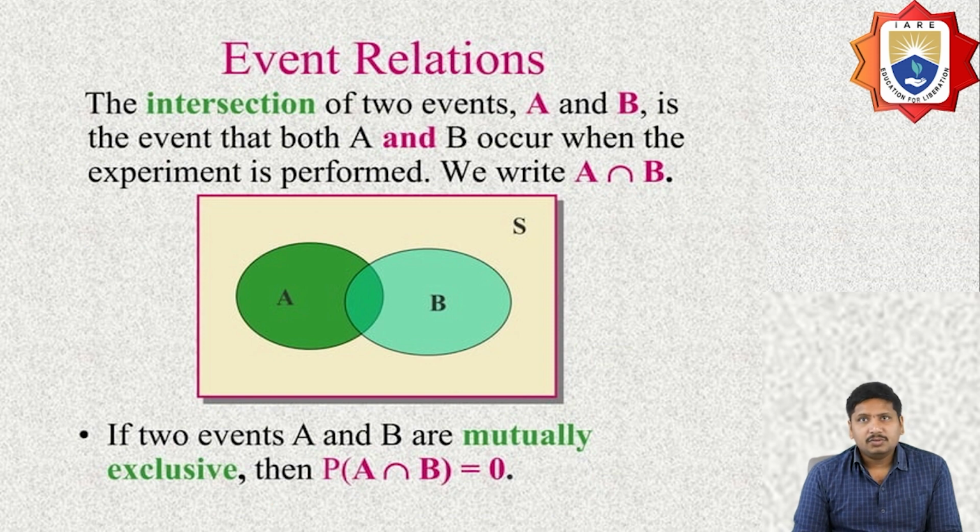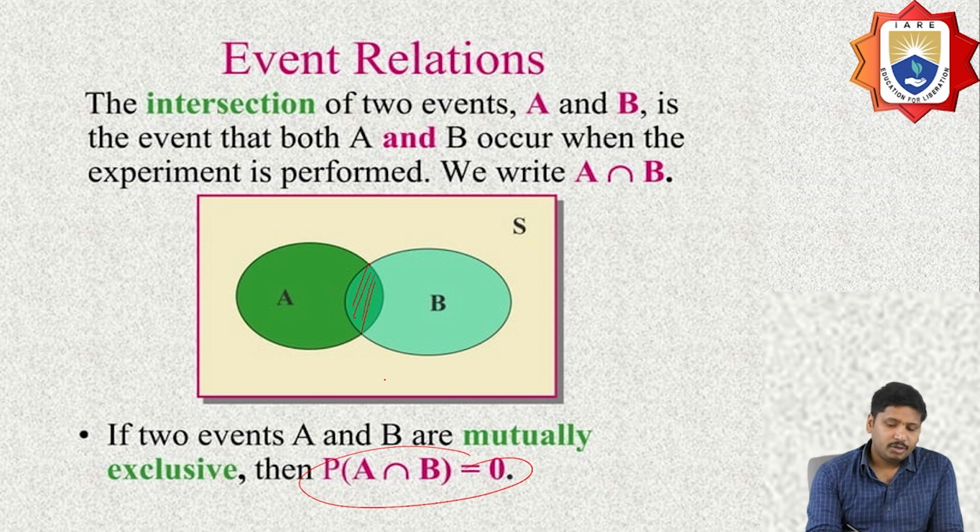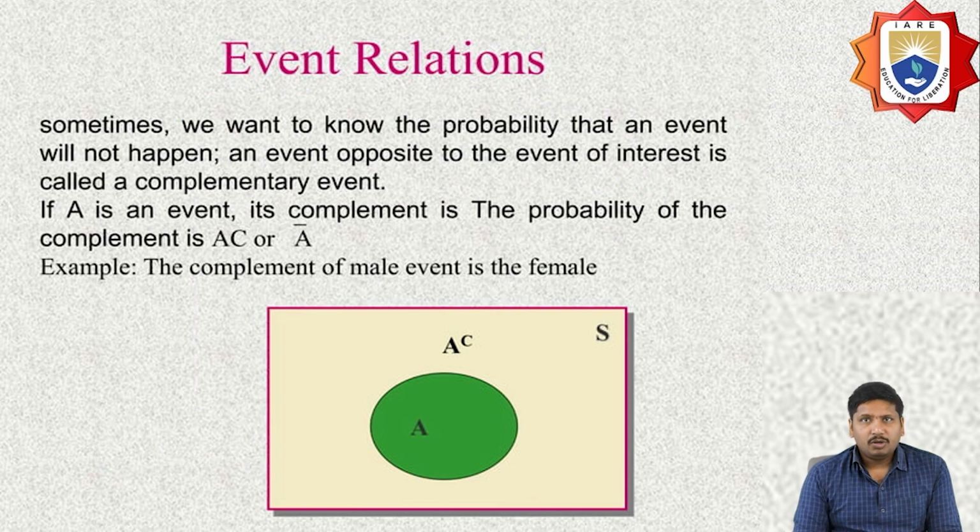An intersection is similar. If A and B are events, when the experiment is performed, we write it as A intersection B. If two events are mutually exclusive, that means the probability of A intersection B is equal to 0. There should not be any common point between them, so the probability of the intersection is 0. Sometimes you want to know the probability of an event not happening, the event opposite to the one of interest, which is called a complementary event. If A is an event, its complement is A complement, and we consider its probability.